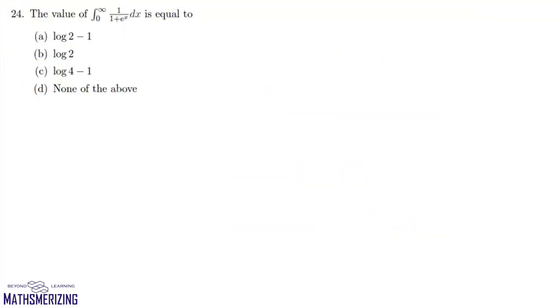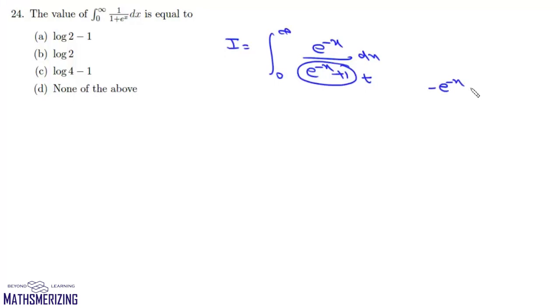Now question number 24 is we need to find the value of this integral I, which is from 0 to infinity. Now what we'll do is we'll divide everything by e to the power x. We can write e to the power minus x upon (e to the power minus x plus 1) into dx. Now we'll take e to the power minus x plus 1 as t, then minus e to the power minus x dx will be simply dt.